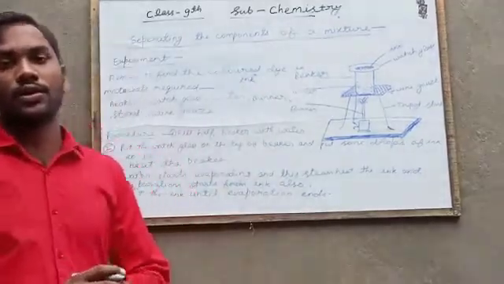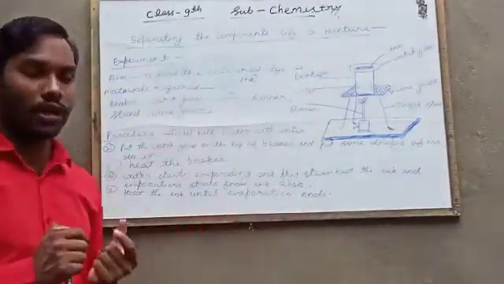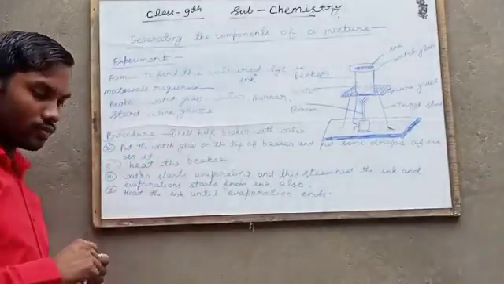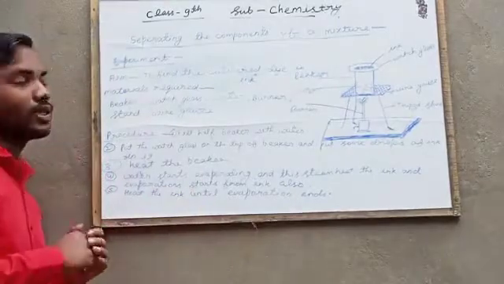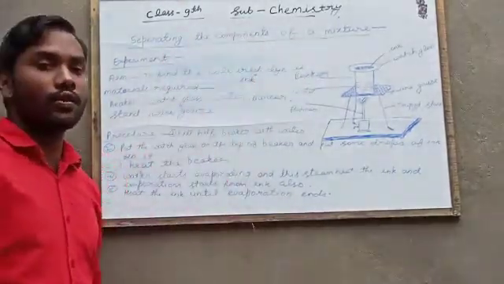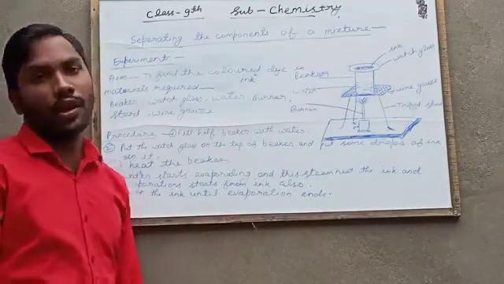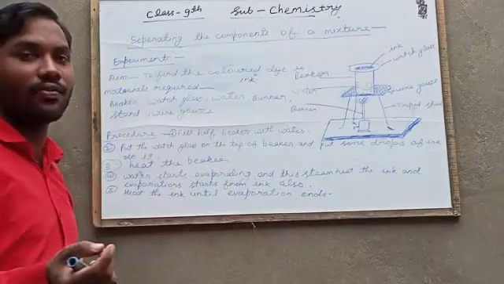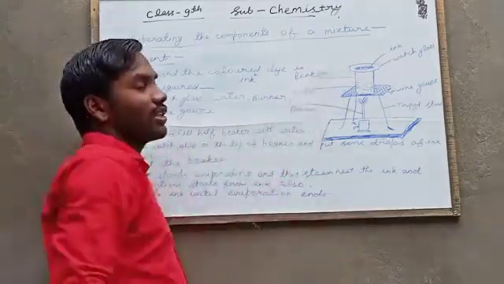After that, in the end, you will get the color dye in the watch glass. That is the observation: you will see the water from the ink evaporates and small crystals of color dye remain in the watch glass.